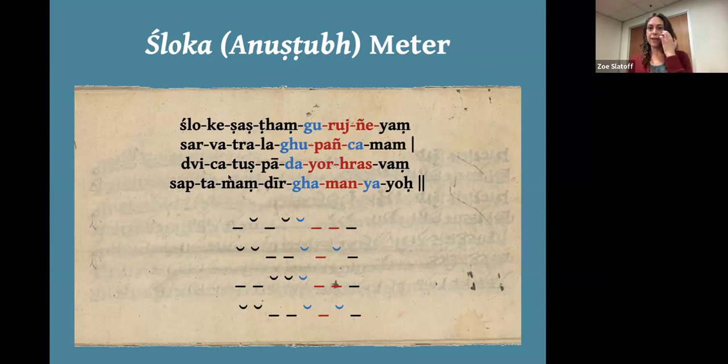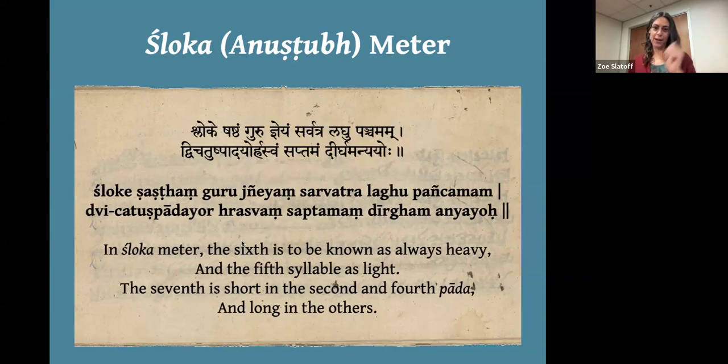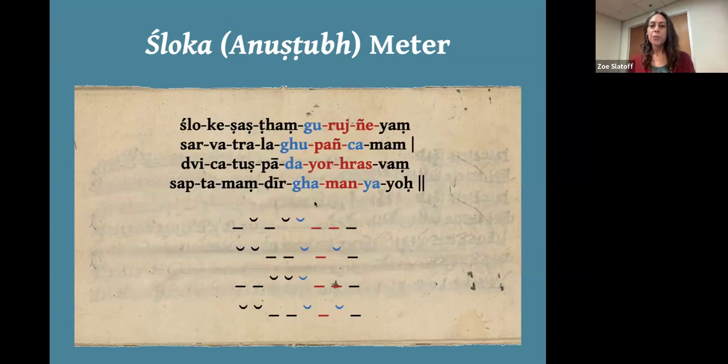So we take this verse that we have here, right? This is the verse that says what I just said. We only care about 5th, 6th, and 7th. And so this little semicircle thing, which I've made blue, this is light. And then the line thingy, this is long, right? And so if we look at this, shloke shashtam gu, gu is short. Ruj, long because it ends in a consonant. Nye, long because it ends in a consonant. Those are the only ones we care about, right?